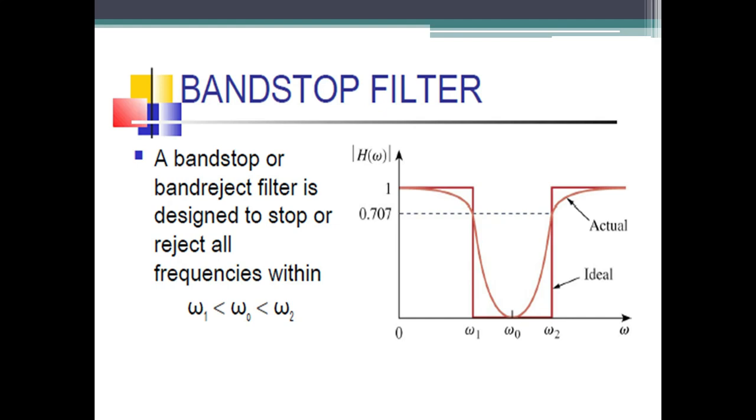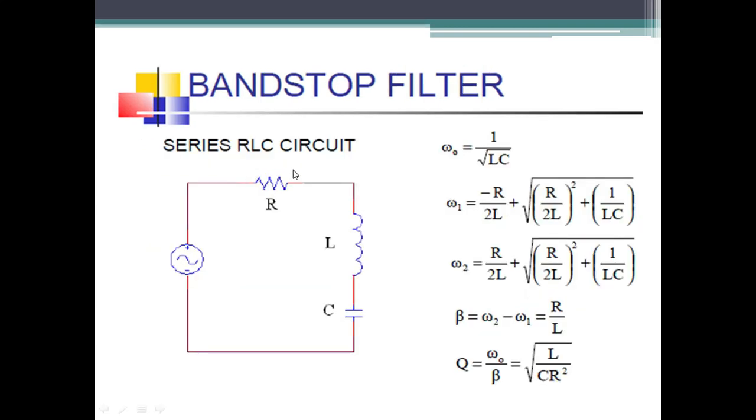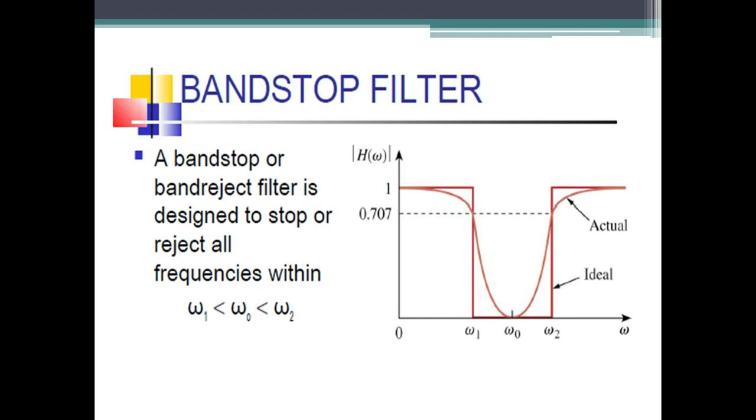Then, in the case of the band stop filter, a particular band of frequencies is attenuated, whereas all other frequencies are transmitted. This type of filter is called the band stop filter. The band stop or band reject filter is designed to stop or reject all the frequencies in between omega 1 and omega 2, which is why it is called a band stop filter or band reject filter.